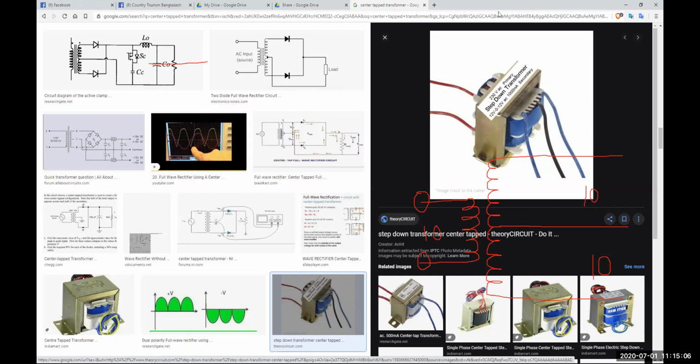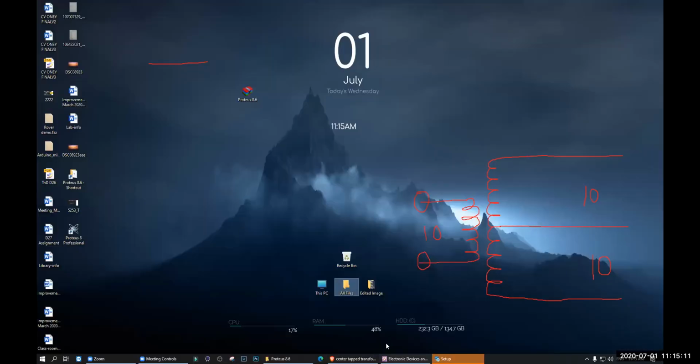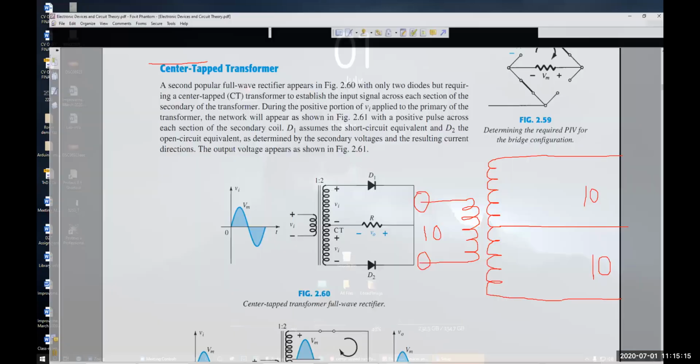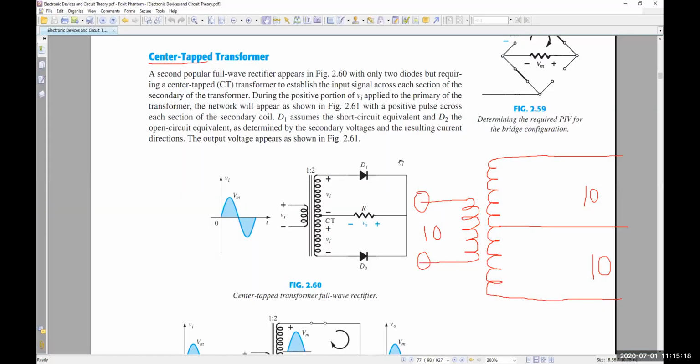Now, if you have a center tap transformer, you can, okay, our software is already installed. Okay, we'll go to that later.